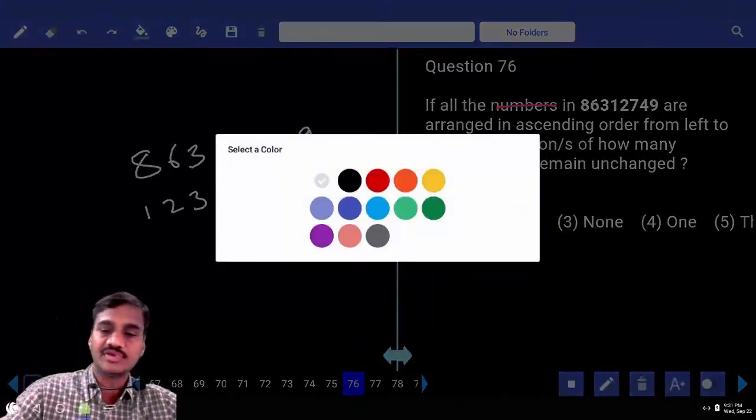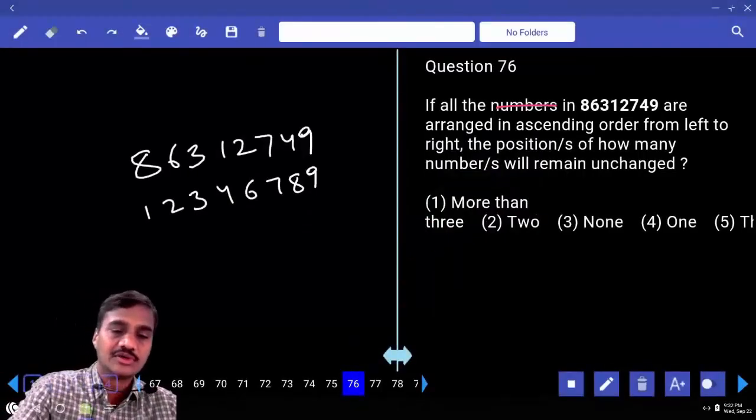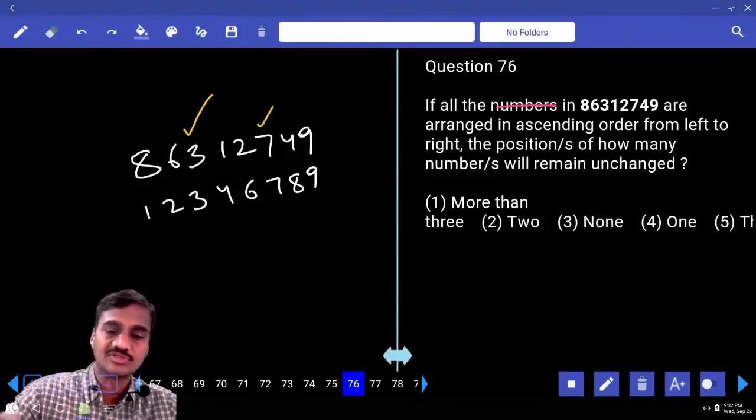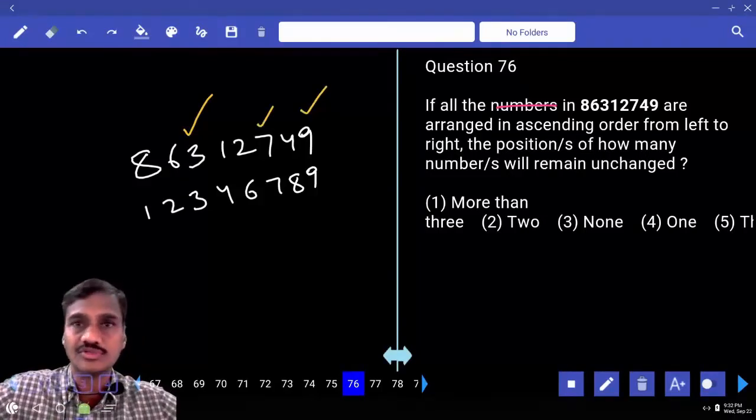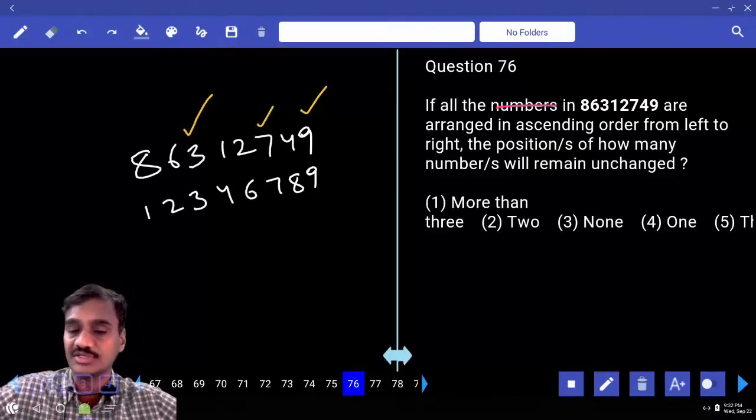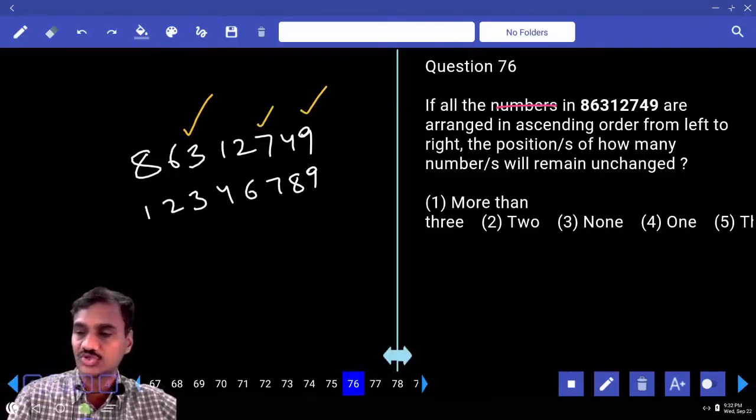Now we need to identify the positions which remained unchanged. 3 remained unchanged, 4, then 6 and 7 remained unchanged, and 9 remained unchanged. Altogether there are 3 digits that remained unchanged, so that is choice 5.